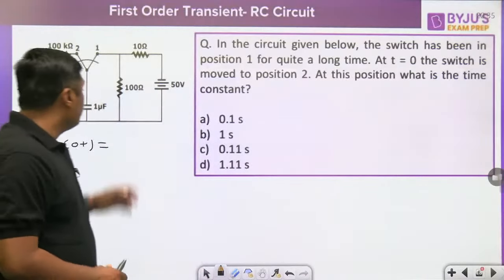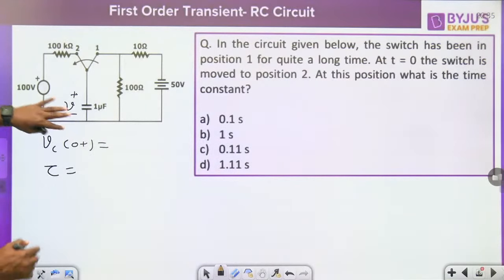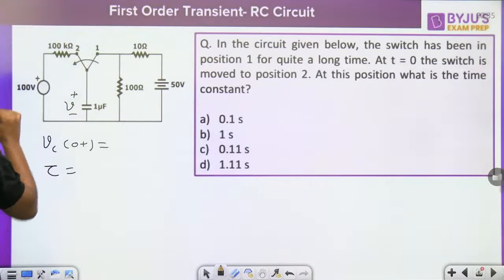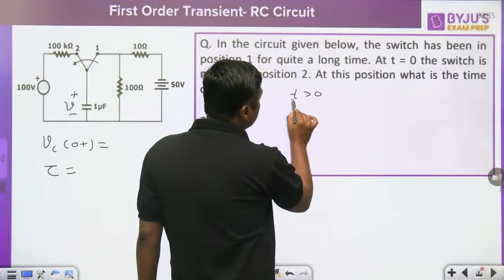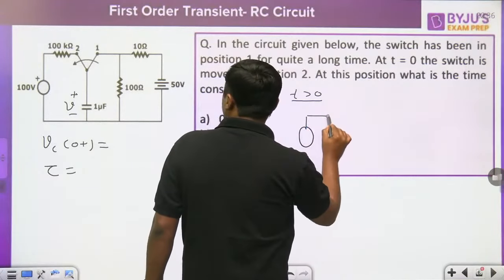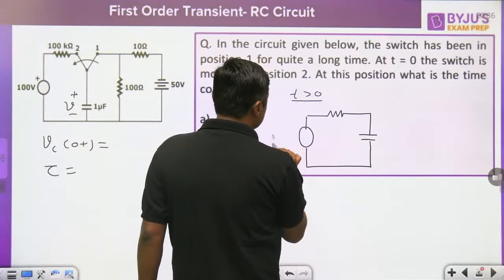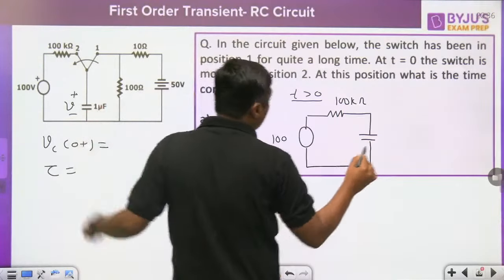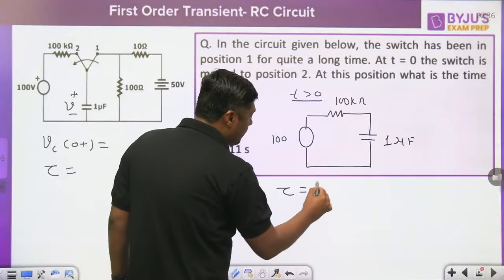Right. So first of all, try to understand. Always remember, when the switch moves from this position to this position, for t greater than 0, we are calculating the time constant for t greater than 0. When this is the circuit, 100 volt battery, and this is the capacitor, this is the 100 kilo ohm, and this is only 1 microfarad. Calculate the time constant. This will become very easy.